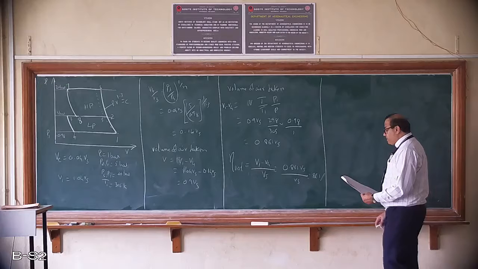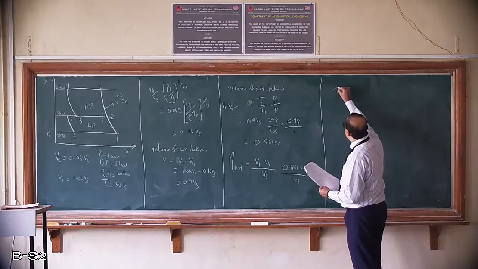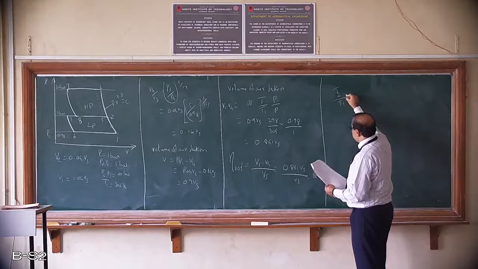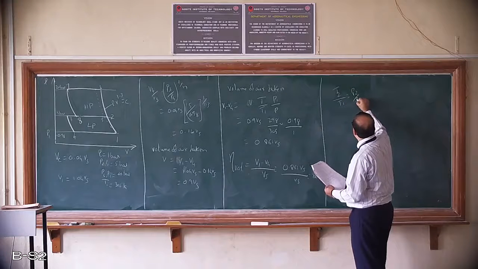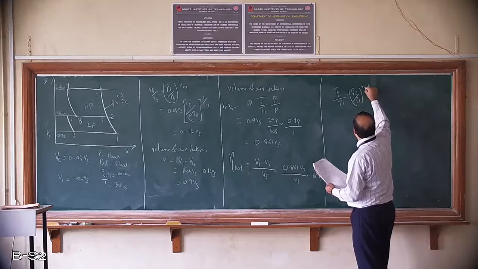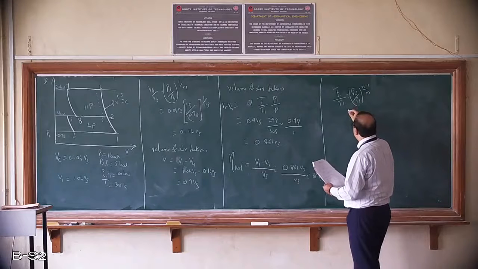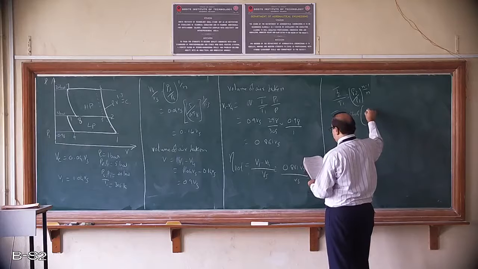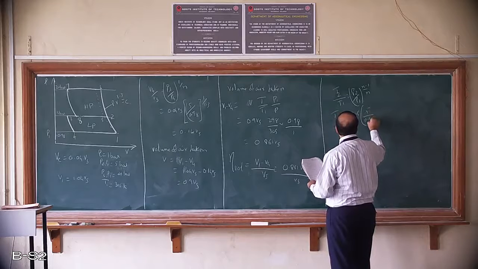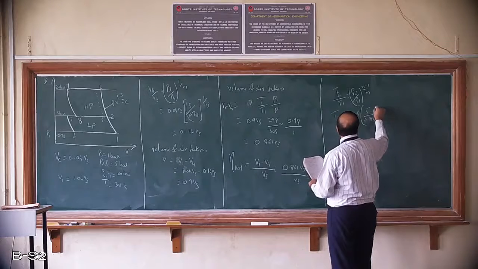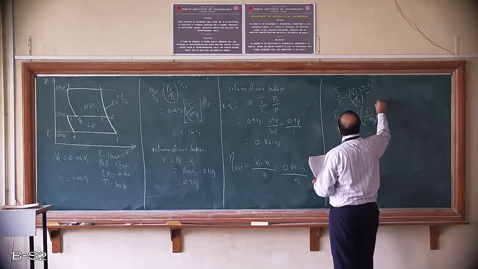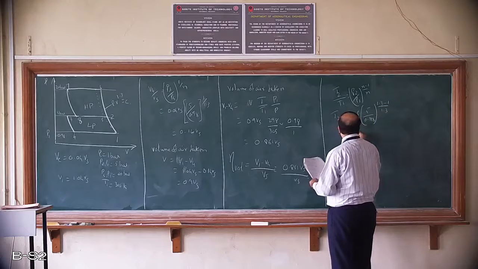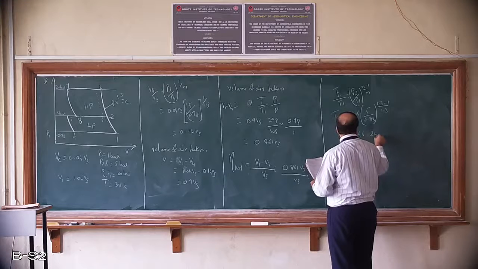Now delivery temperature, how do you calculate delivery temperature? T2 we want. T2 is equal to T1 times P2 by P1 to the power of n minus 1 by n. So T2 is equal to T1, 305, into 5 divided by 0.98, to the power of 1.3 minus 1 by 1.3. We get this as 444.24 Kelvin.